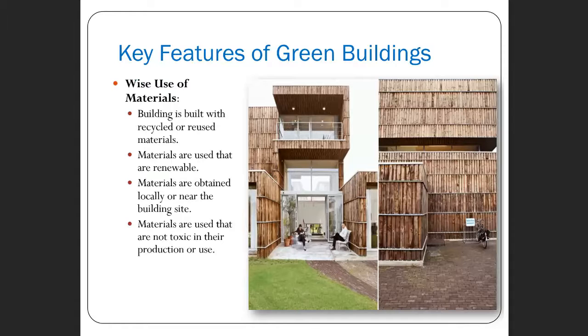Right, you've seen this slide before. What are some of the key features of green buildings? One of them is the wise use of materials. Building with recycled or reused materials, renewable materials, materials locally obtained or near the building site, materials that are not toxic in their production or use. So all the things that we want to think about.